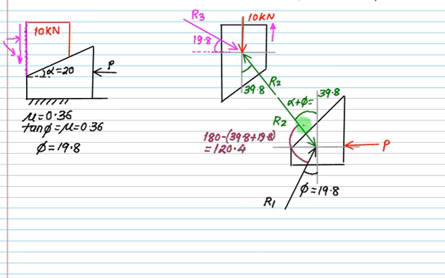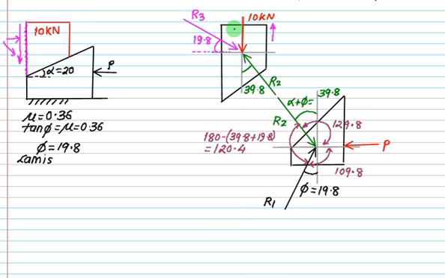Then I require the angle between this value and this value. This angle is 90 plus 39.8, so this one is 129.8. What is the last angle between P and R1? It is 19.8 plus 90, 109.8. Does your sum come to 360 or not? If so, then we'll proceed. Let's start from here. We will solve this figure later on because all three are unknown.